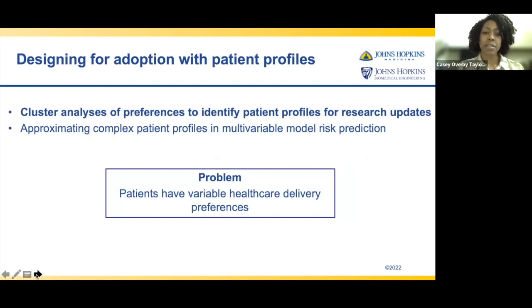So general strategy, designing for adoption with patient profiles. And again, this first example is addressing the problem of having variable preferences for healthcare delivery. And we've used cluster analyses of preferences to identify profiles for research updates, for example. And this strategy could potentially be used in other domains, but this is our initial focus.